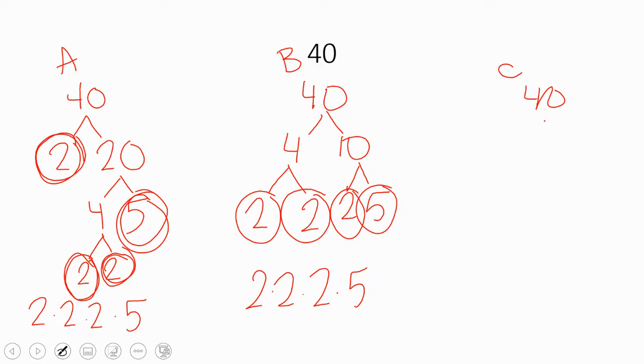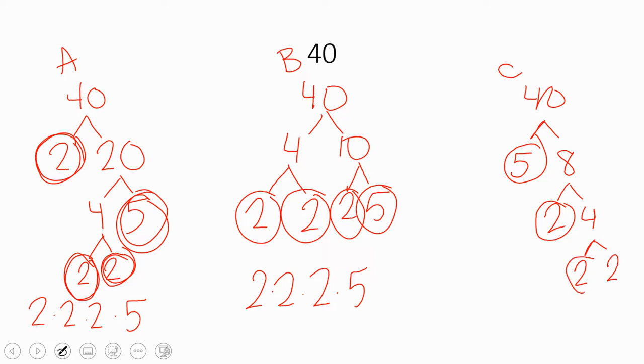And then student C says, oh, I can do 5 times 8. 5 is prime, 8 is not, 8 is composite. So 8 can be broken up into 2 times 4, where 2 is prime. 4 can be broken up into 2 times 2. And student C is still going to get 2 times 2 times 2 times 5.